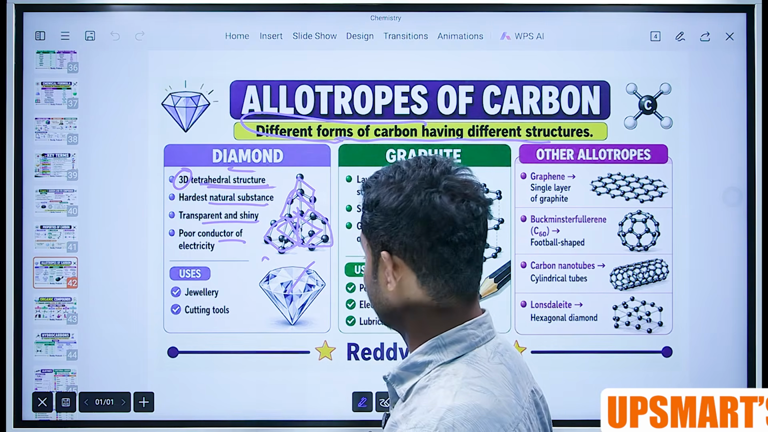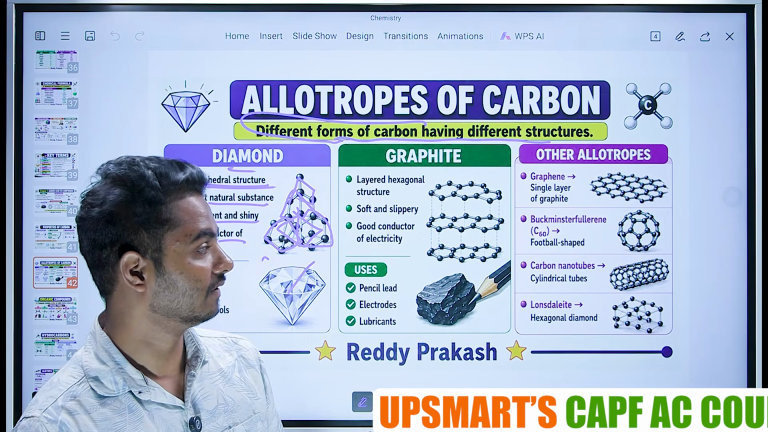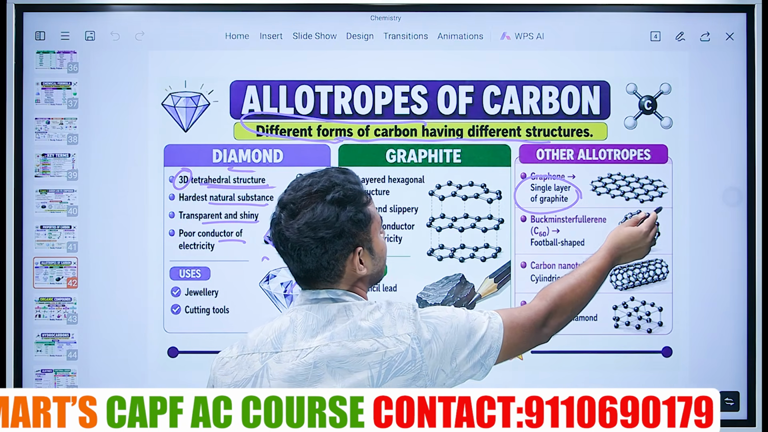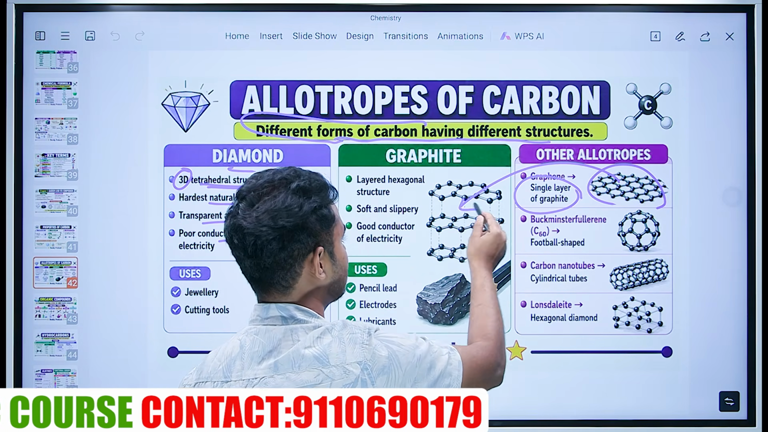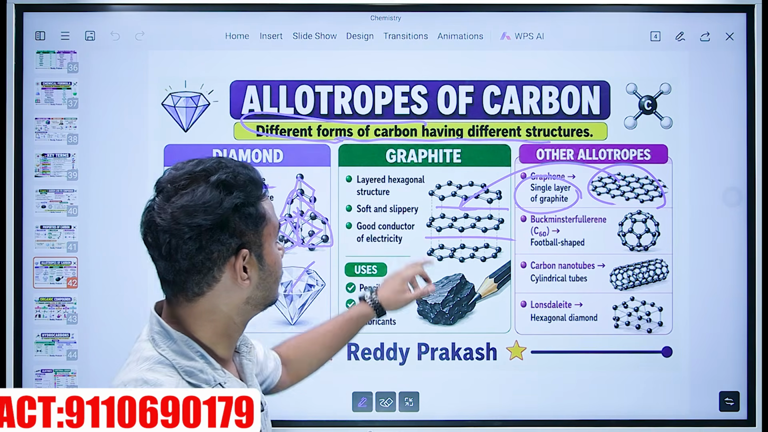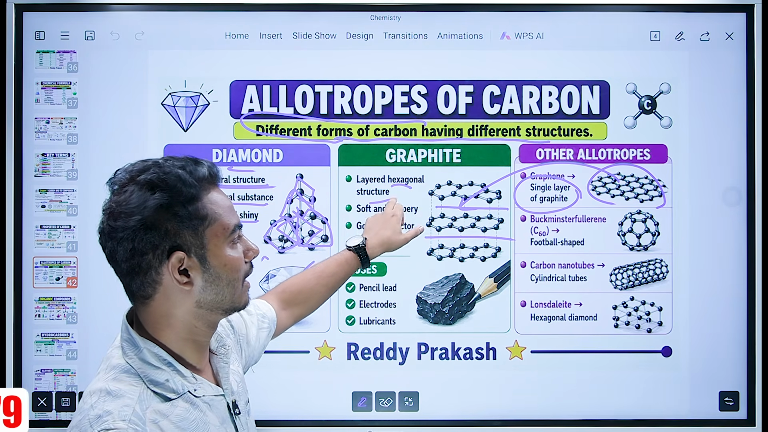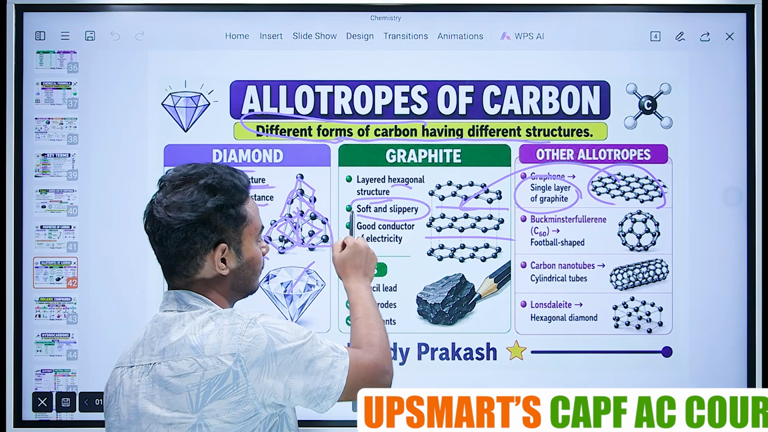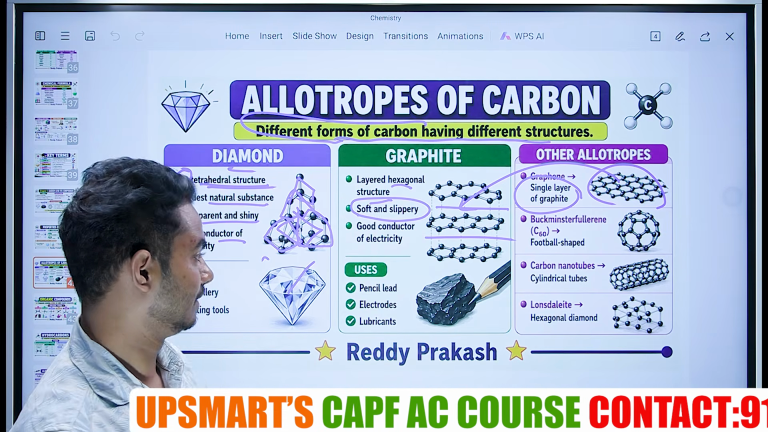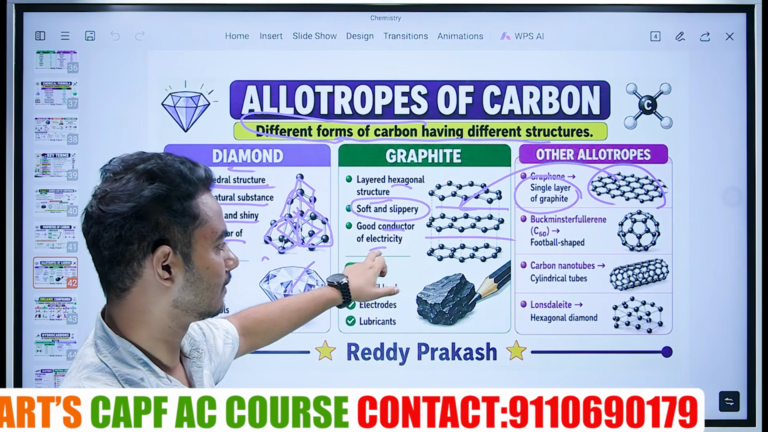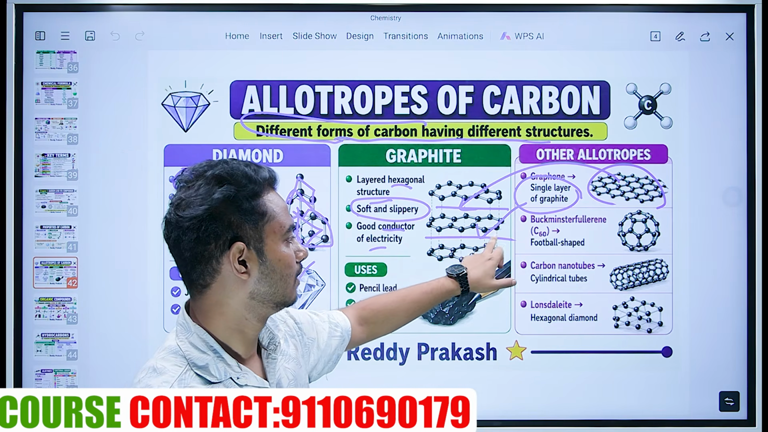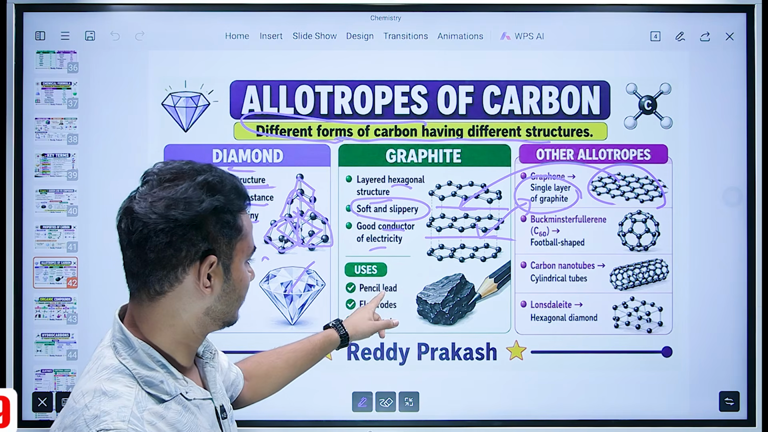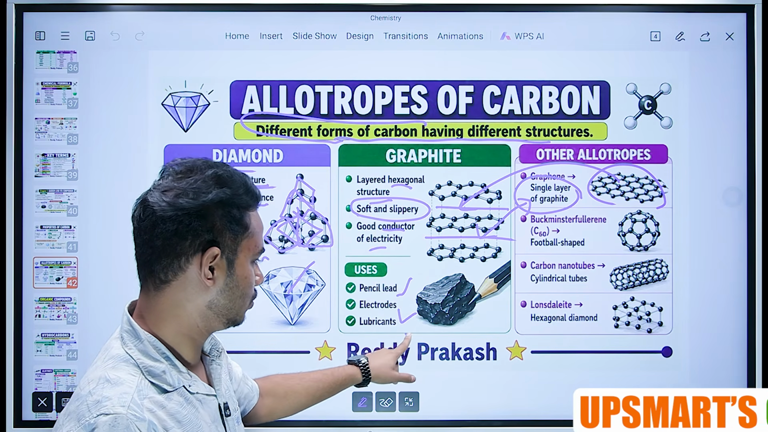Next is graphite and graphene. I told you what is graphene. Graphene means a single layer of graphite. If these are stacked one over the other, then it becomes a layered hexagonal graphite structure. It will be soft and slippery. These both are good conductors of electricity. Used in pencil lead, electrodes, lubricants.